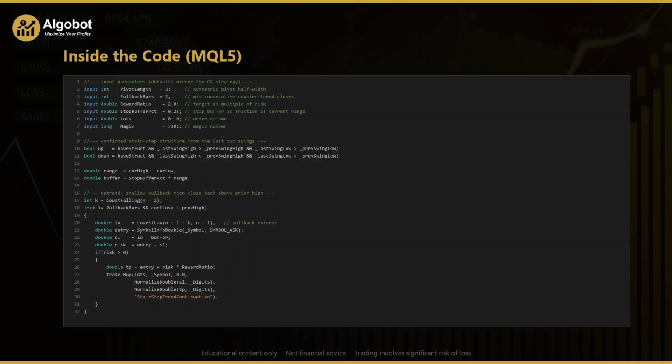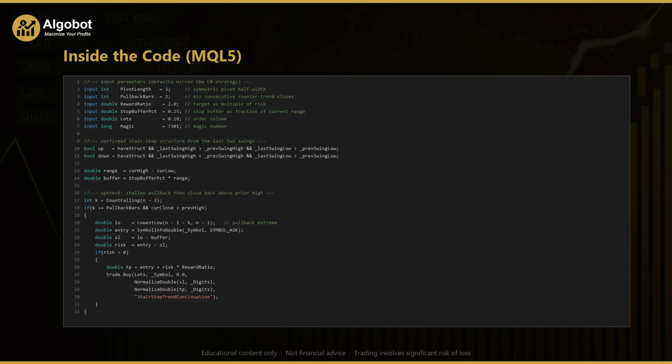Reward ratio defines the take profit as a multiple of the measured risk, so a value of 2 aims for a target twice the size of the stop distance. Stop buffer PCT adds a small cushion to the stop, expressed as a fraction of the current bar's range. Lots sets the order size, and magic is the identification number that tags trades belonging to this strategy.